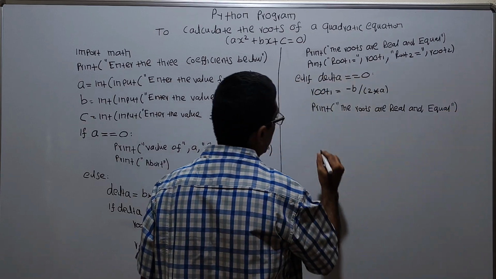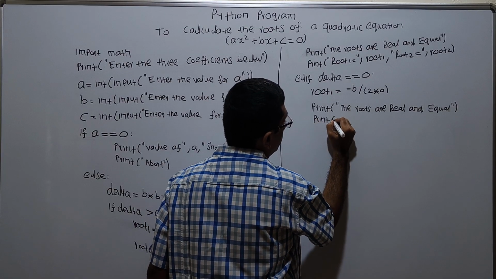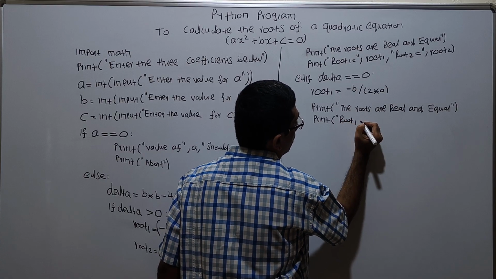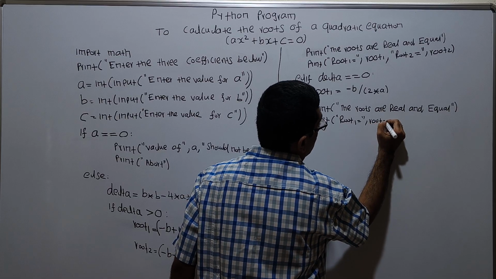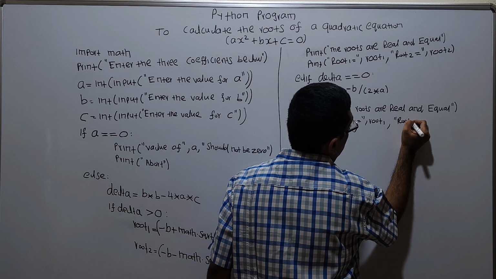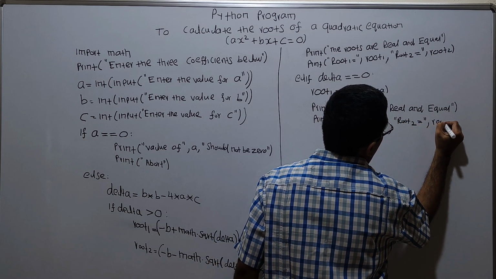Closing the print statement. I am printing the two roots. Print root 1 equal to, followed by root 1, comma, root 2 equal to is a string followed by root 1.